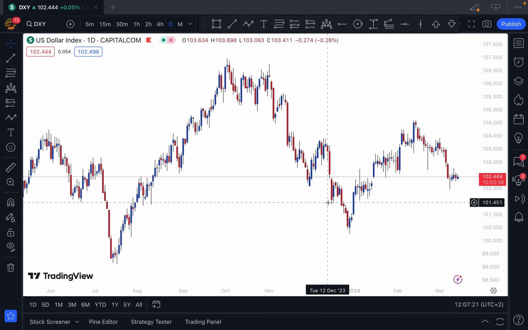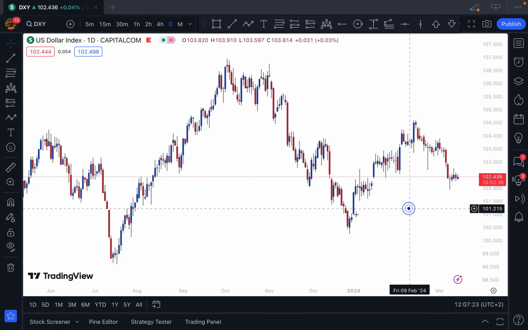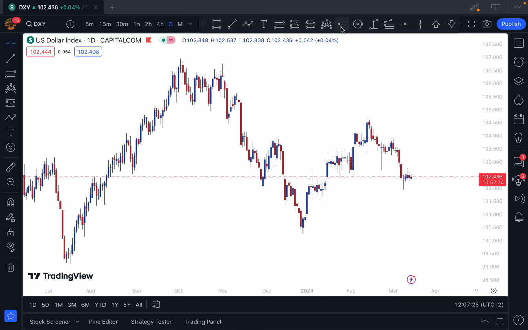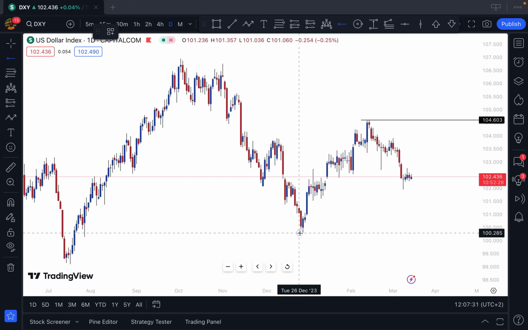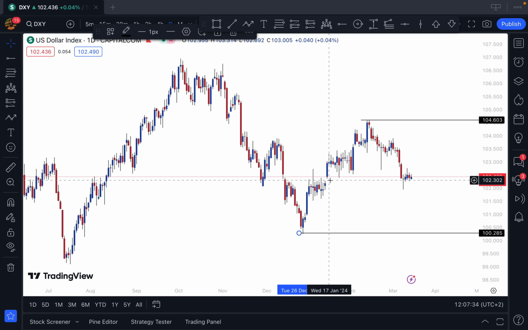Right now, from the DXY, we'll be starting from our daily time frame. On our daily time frame, we mark our highest high and our lowest low. Obviously, we wouldn't mark a high that is very, very high. Why? Because price is just far from it.